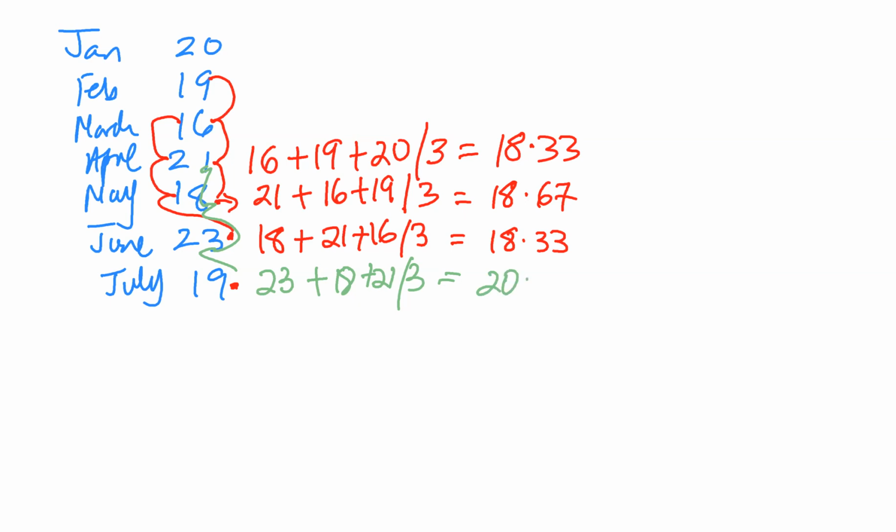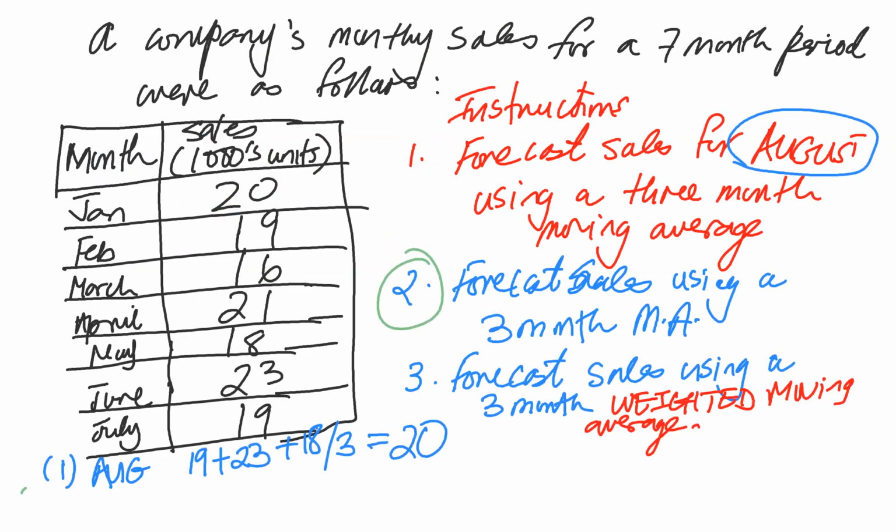and that's 20.66. So look at the difference in your responses. Look carefully again. Let's go back to the instruction. The first one said, forecast sales for August using a 3-month average. Here is that response.